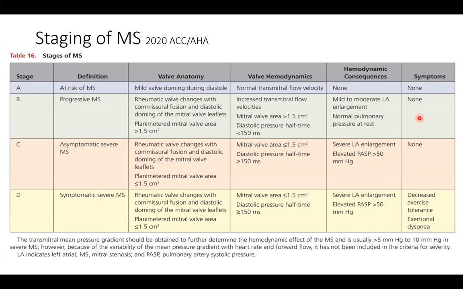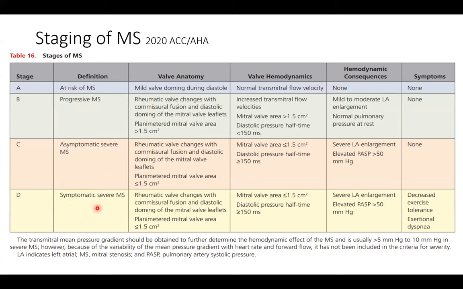In stage C, asymptomatic severe MS, so they don't have symptoms, but we see severe left atrial enlargement with increased pulmonary artery systolic pressure and a mitral valve area less than or equal to 1.5. So this is severe. Less than or equal to 1.5 is the cutoff for severe, is the cutoff for when we come to the interventions and many things. So it's kind of the number to hold on to, less than 1.5 centimeters squared. And of course, the valve anatomy is distorted and all whatnot, and the MVA, both by hemodynamics and anatomy, would be less than or equal to 1.5.